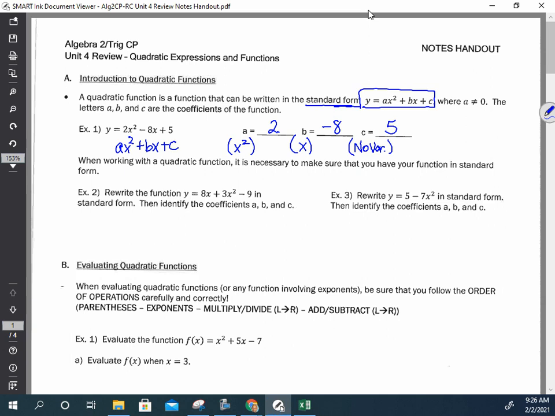So A is always in front of x squared. B is always in front of the x. C is always the number with no variable attached to it. It is definitely important to know how to identify those, both in this unit when we graph, and next unit when we'll be doing factoring and the quadratic formula. It's absolutely important to know how to identify those parts.